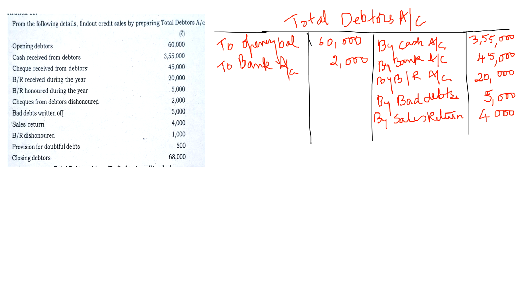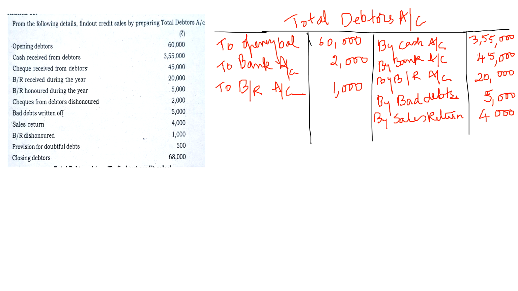Next you have bills receivable dishonored. Again, dishonor means cancel. So for bills receivable dishonor, you will write on the debit side as to bills receivable account. The amount here is 1,000. Okay. Next, provision for doubtful debts. As I told you, some items will be given here which have to be ignored. So provision for doubtful debts also has to be ignored when you prepare the total debtors account.